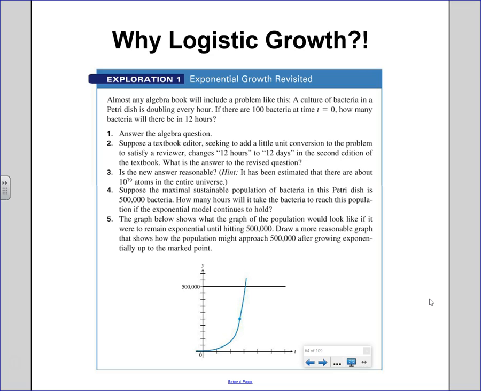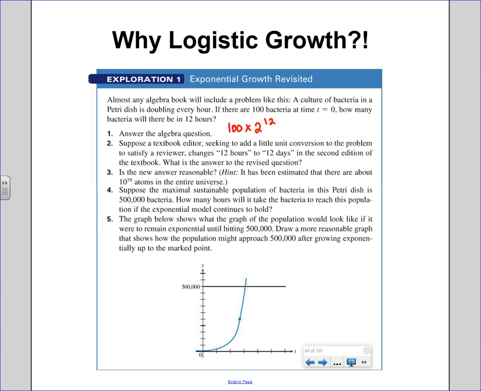So we're all trying to figure out the algebra problem. If they say 100 bacteria is what we start with, and every hour it's doubling, how many bacteria will there be in 12 hours? What would you do? Just keep doubling. 200, 400, 800. Couldn't we just do times 2 to the power of 12? Yes, because you're doing times 2, times 2, times 2, every hour up to 12 hours. Wouldn't this be exponential growth? You have a base and then you have a power.